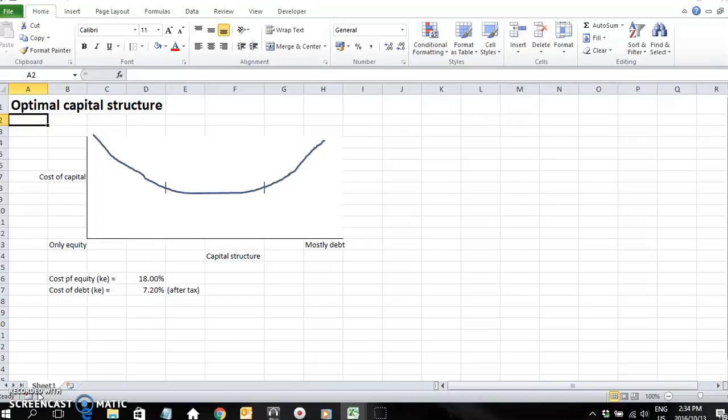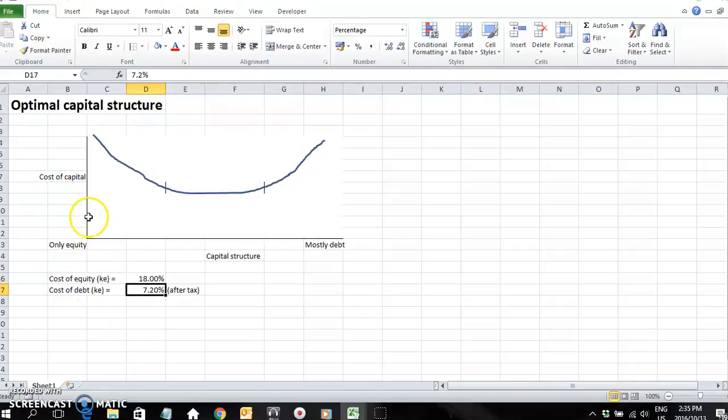So this graph tries to explain it. So let's assume a cost of equity of 18%. So that's the required return that the investors want for providing finance. And then the after-tax cost of debt is 7.2%. So before tax, it would be 10%. So that's the bank's interest rate. So what is the optimal capital structure?